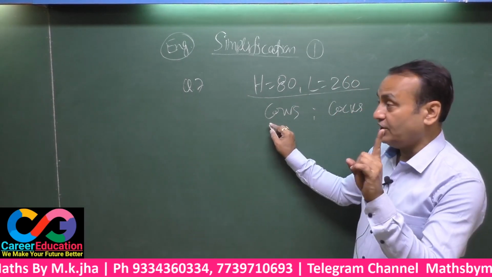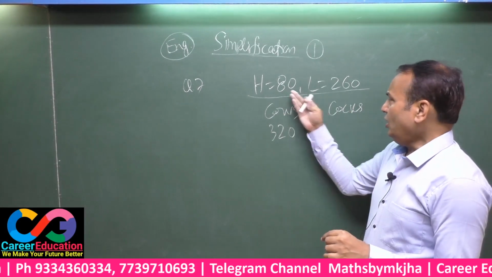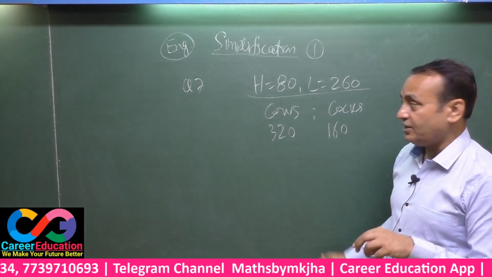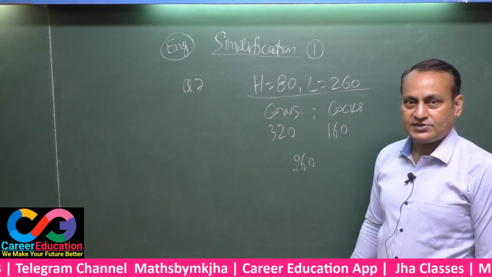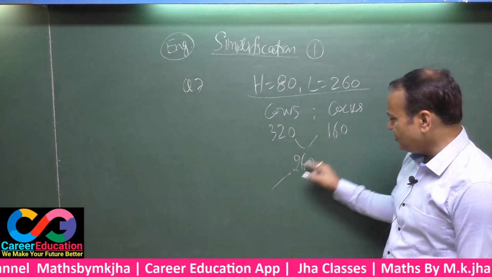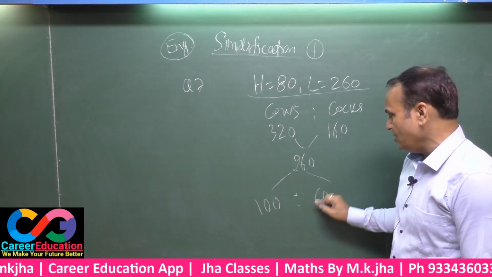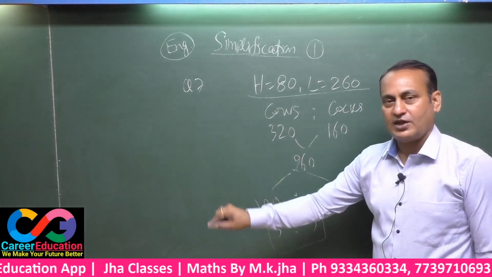80 cows are there. 80 into 4, 320 legs must be there. 80 cocks are there. 80 into 2, 160 legs must be there. But finally, the correct situation of legs is 260. You have to get the difference here, that is 100. You have to get the difference here, that is 60. 25 and 15. Thus you got the answer.